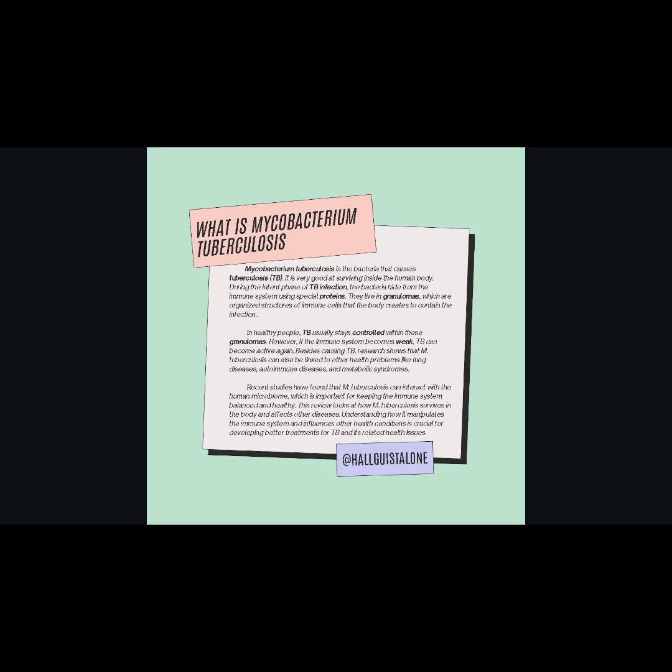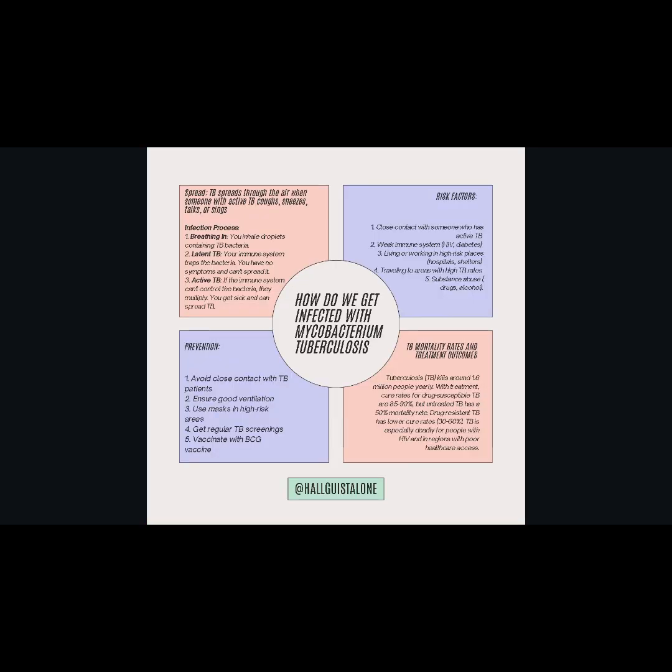How do we get infected with Mycobacterium tuberculosis? Now, let's talk about how we get infected with Mycobacterium tuberculosis. Spread. TB spreads through the air when someone with active TB coughs, sneezes, talks, or sings. Infection process. 1. Breathing in. You inhale droplets containing TB bacteria.